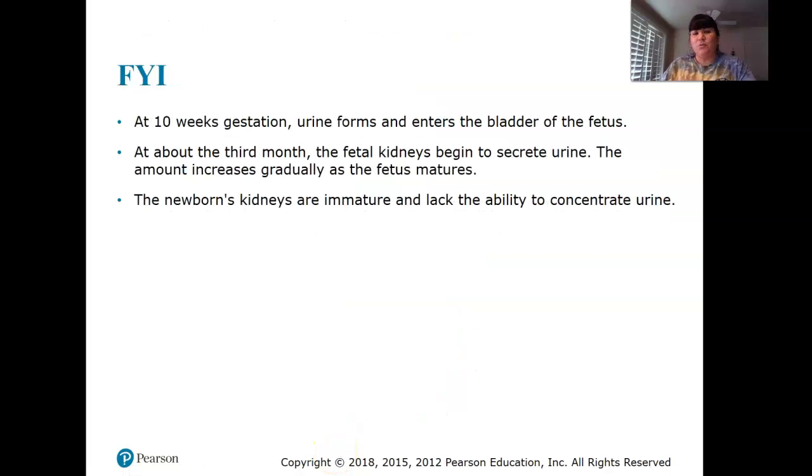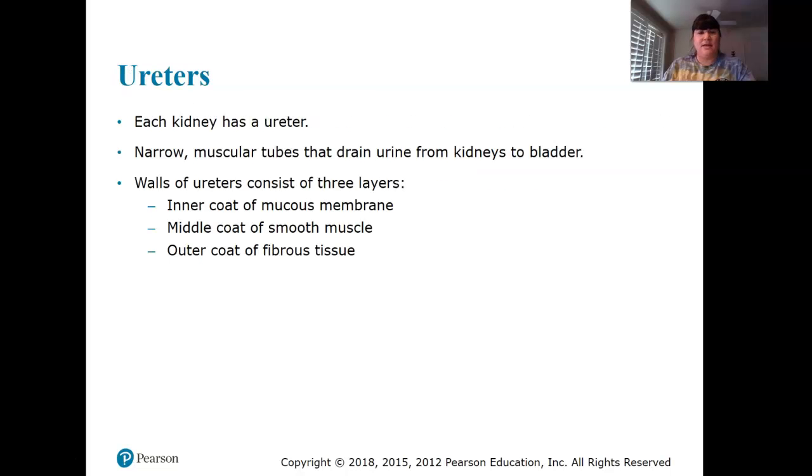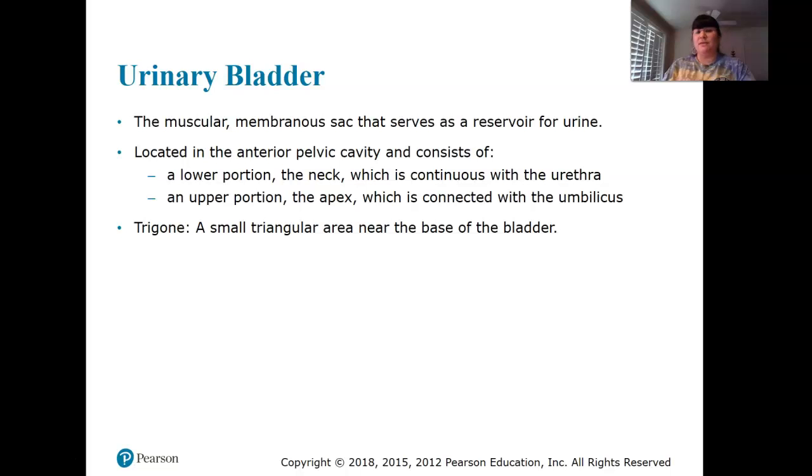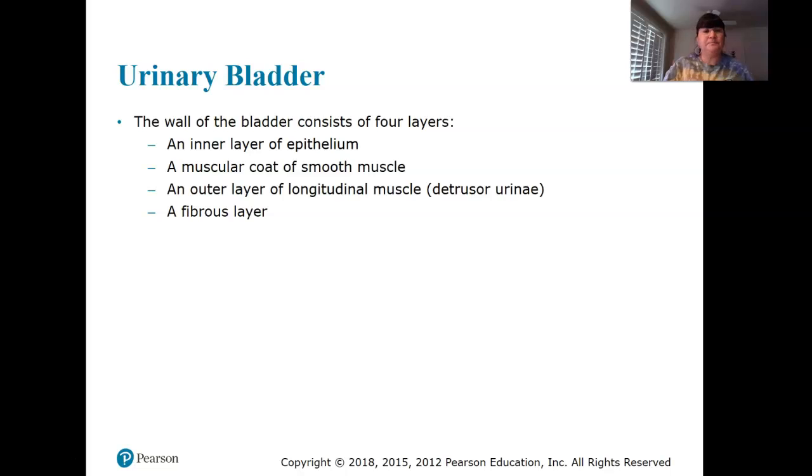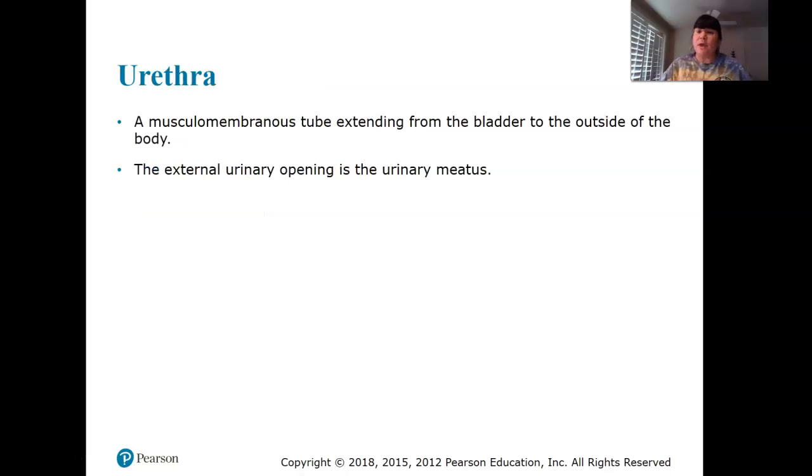Okay, so telling you about gestation, what's happening in an infant. Each kidney has a ureter. These tubes drain the urine to the bladder. Then the bladder is this kind of flexible bag almost. It can really get big and it can get small. It holds the urine. The walls of the bladder have epithelium inside and smooth muscle. Then the urethra, depending if you're male or female, is going to be either short or long.